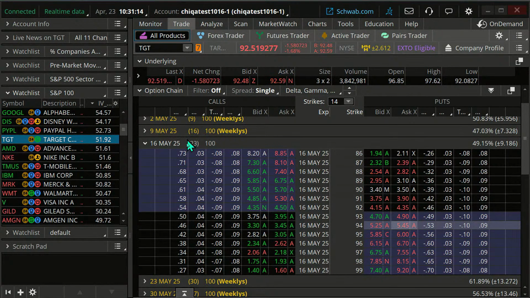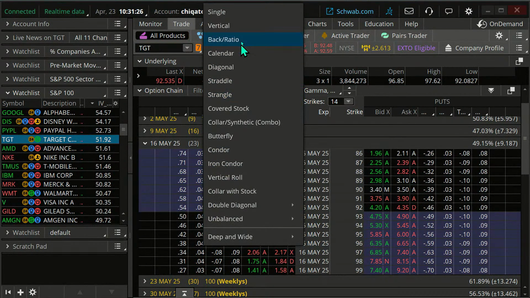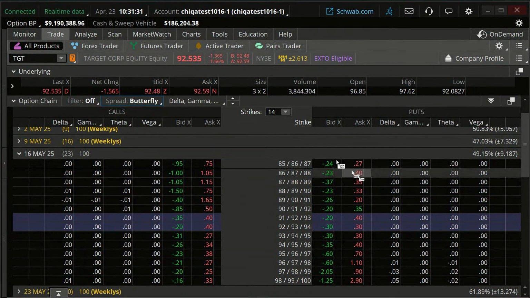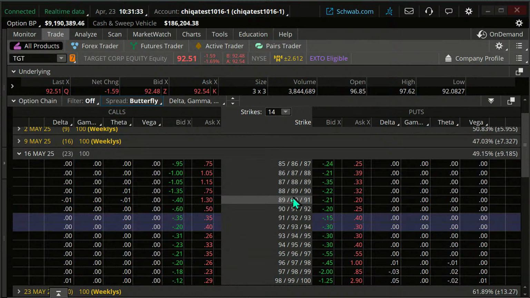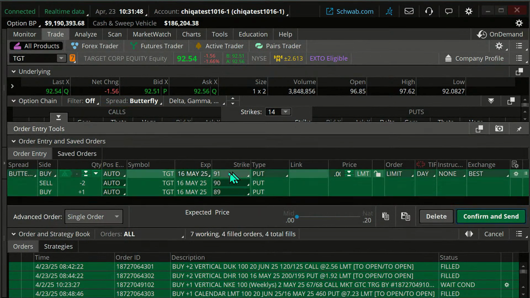I'll go to my monthly contracts again, and I'm going to go to 90. I'm going to change spread to butterfly. I'm going to go 90 as my middle strike. That's my target price on a butterfly. And then I'll tweak my width after I do this, but I'm just going to click on this initially.